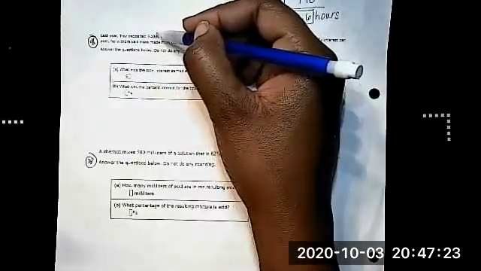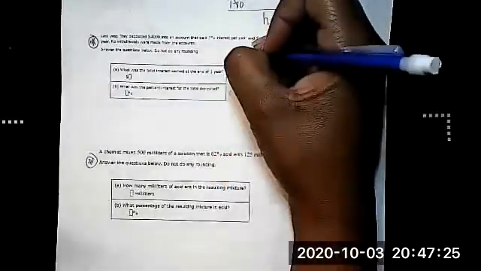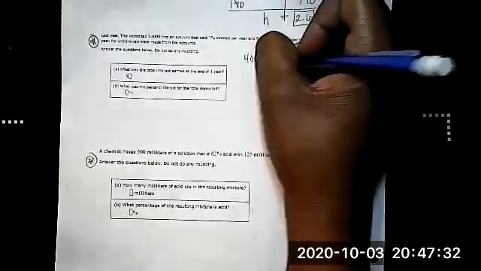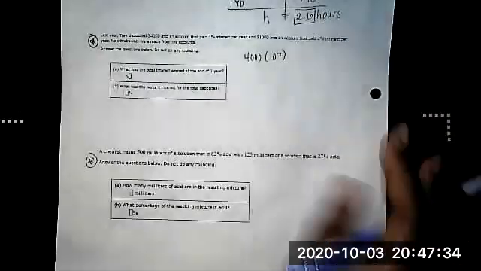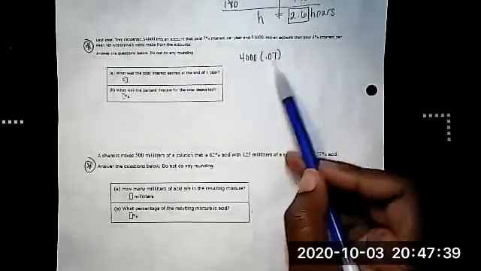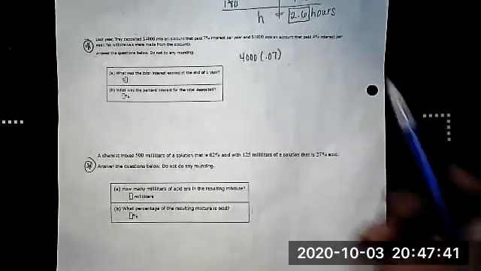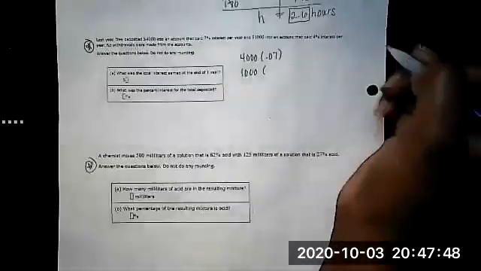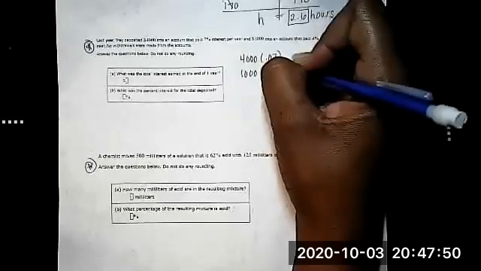So first and foremost, it says that he deposited $4,000 into an account with a 7% interest. Instead of putting 7%, I'm going to put 0.07. That's what 7% represents when you put it in decimal form. Okay, so I'll have that. And then it says he has $1,000 and it has a 4% interest, 0.04 there.